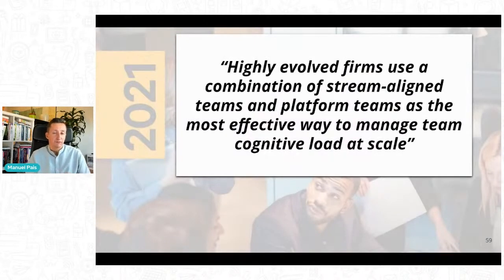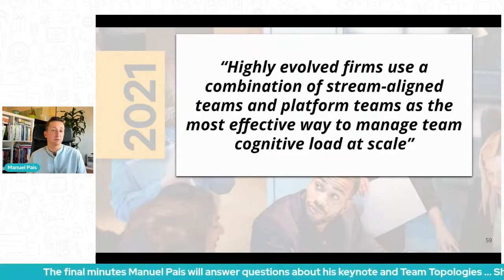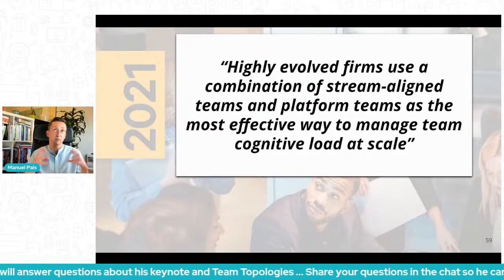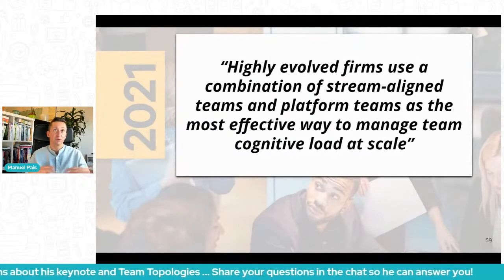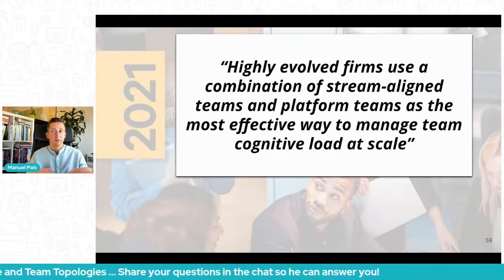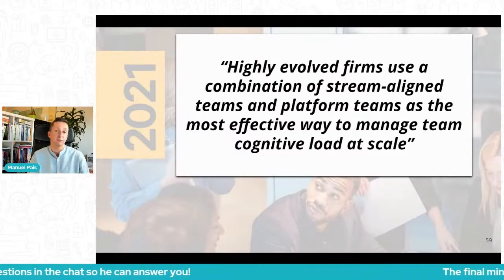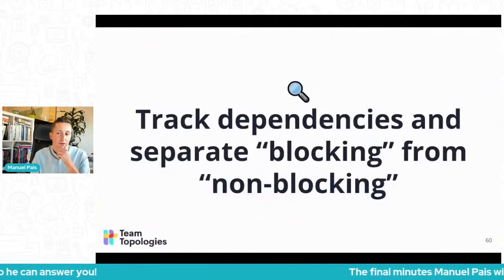Again, the State of DevOps report from this year looked at teams and how Team Topologies ideas in particular help or don't help organizations. They found that highly evolved firms use a combination of Streamline teams and platform teams as the most effective way to manage team cognitive load at scale, meaning to allow teams to be productive and performant by giving them ownership of services that make sense to them.